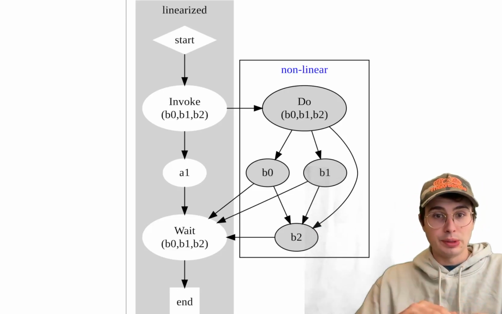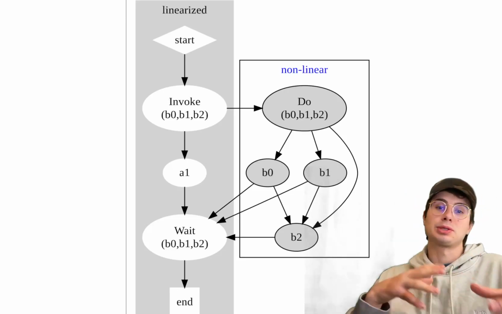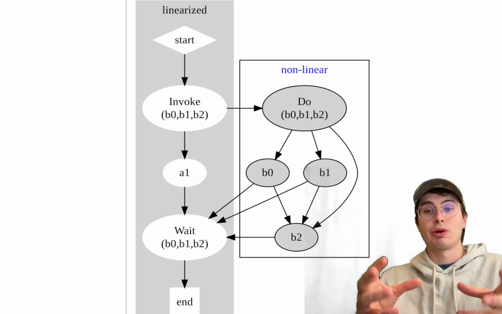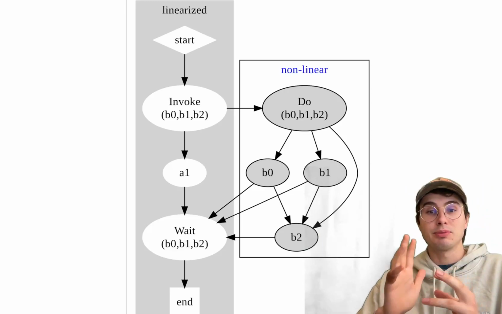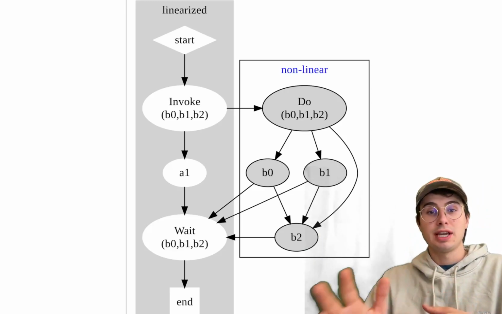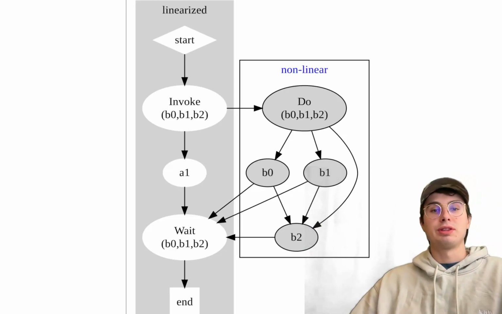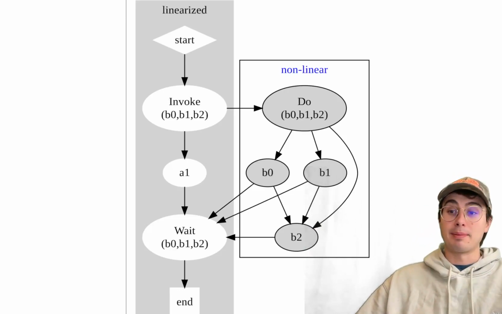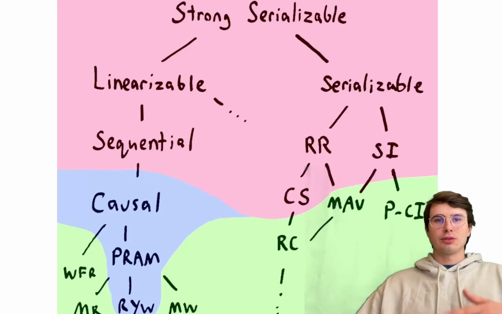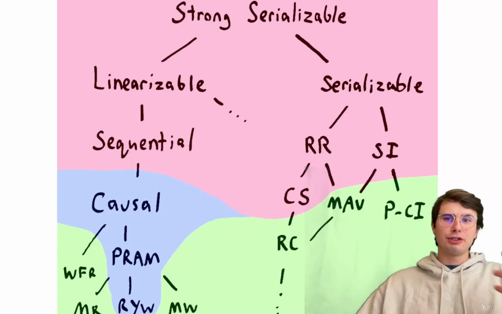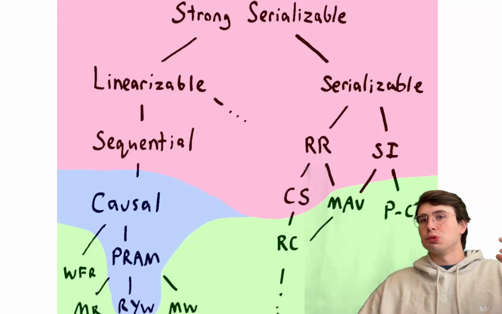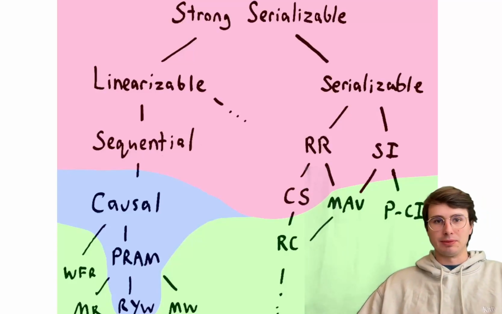And then third, you have real-time order respect. So that's what I was talking about earlier, where linearizability requires that if operation A completes before another operation B starts, then operation A must appear before operation B within the sequence of operations. So linearizable systems have a few unique advantages over just regular serializable systems.